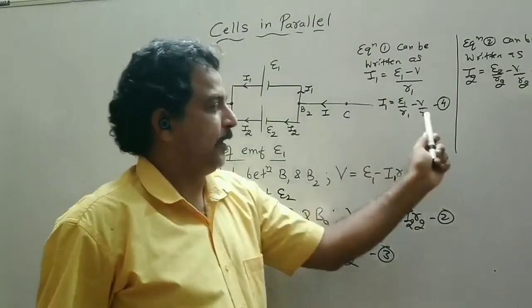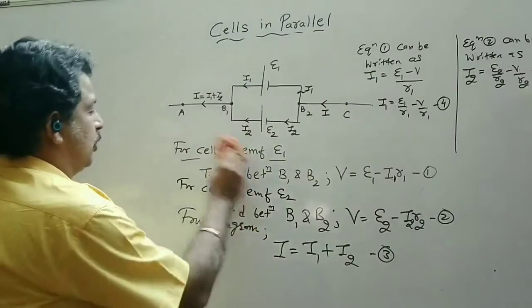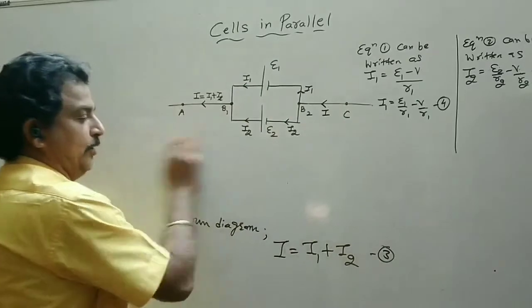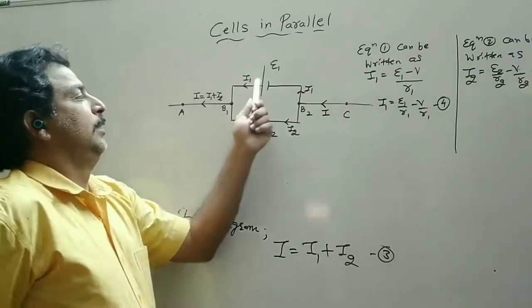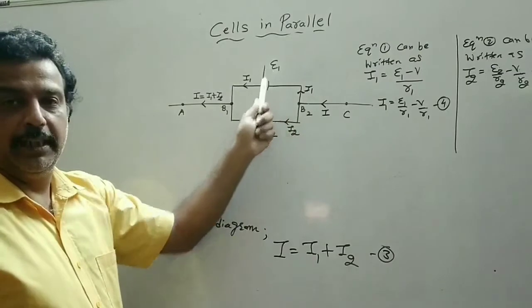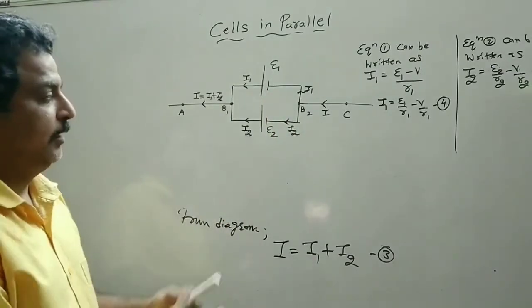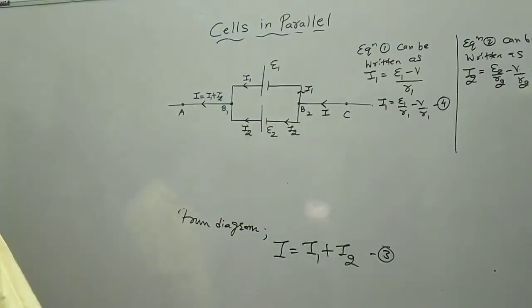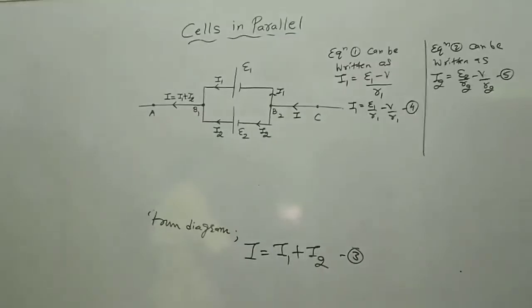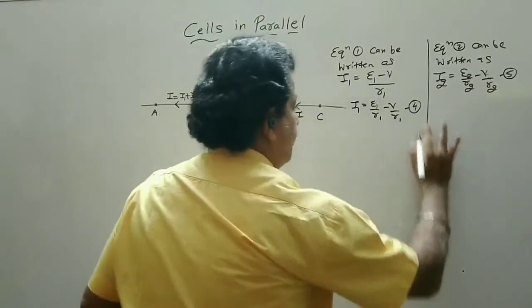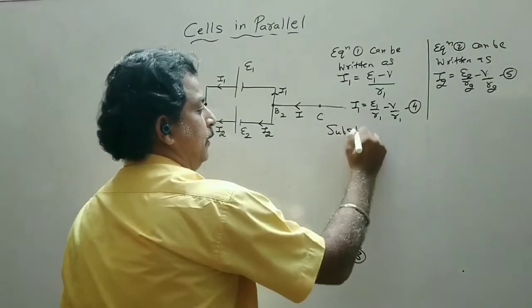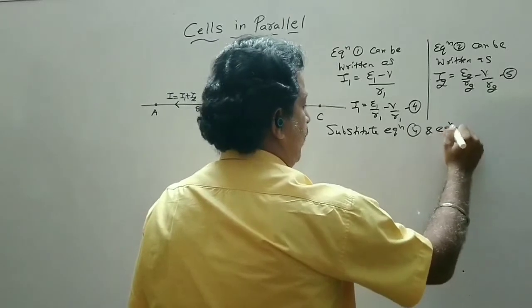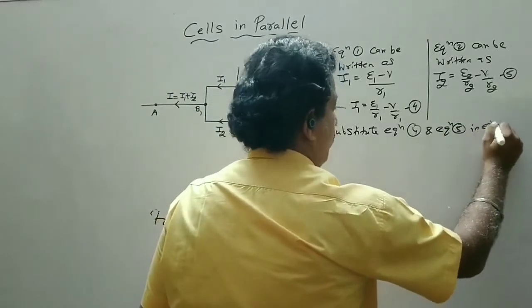Now I substitute equations 4 and 5 in equation number 3. So first we find the terminal potential difference between B1 and B2, which is the same for both the cells. Then we find the individual current flowing out from each cell. So that is the individual current we have found. Substituting equation 4 and equation 5 in equation number 3.